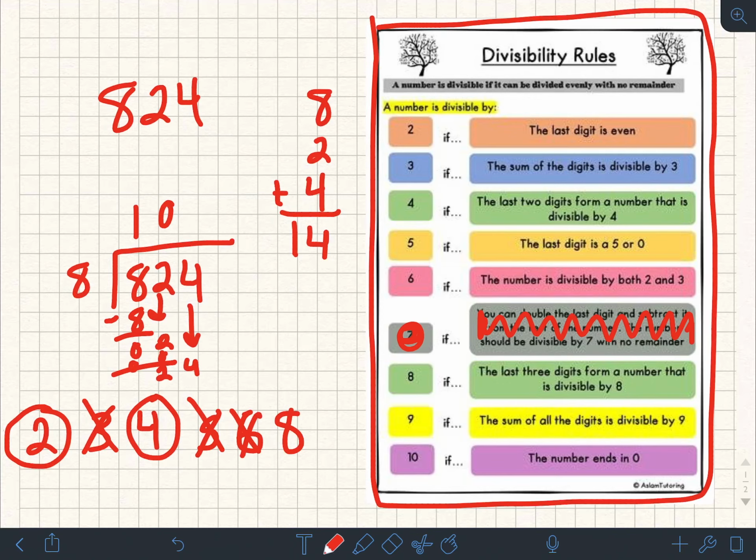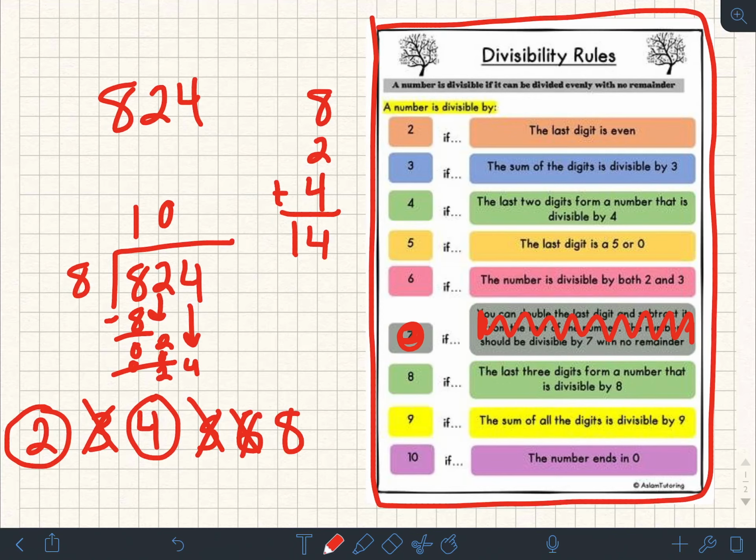Okay, so now the test for 8. This is a little trickier one. The last 3 digits form a number that is divisible by 8. Well, 824, I do not know if that's divisible by 8 off the top of my head, so we can do 824 divided by 8. 8 goes into 8 once. 1 times 8 is 8. 8 minus 8 is 0.